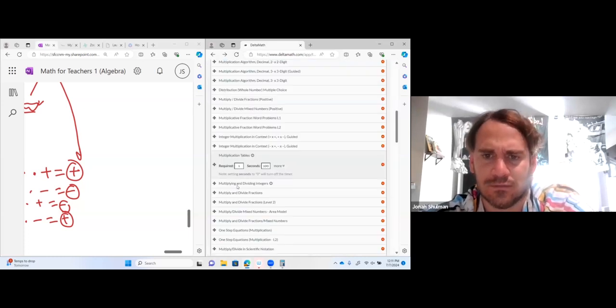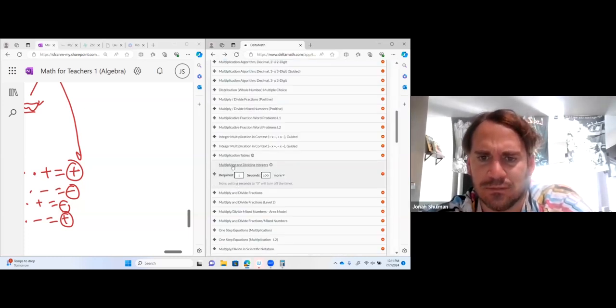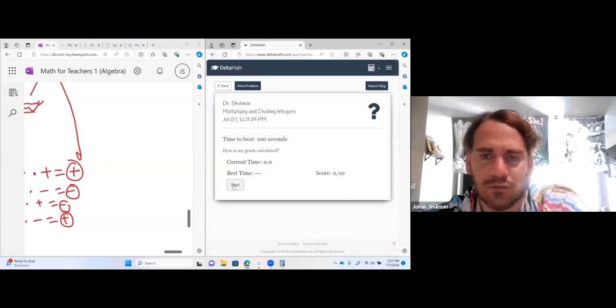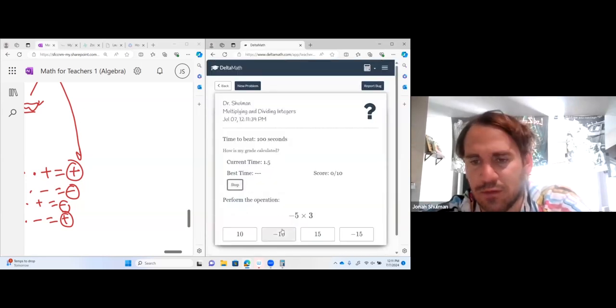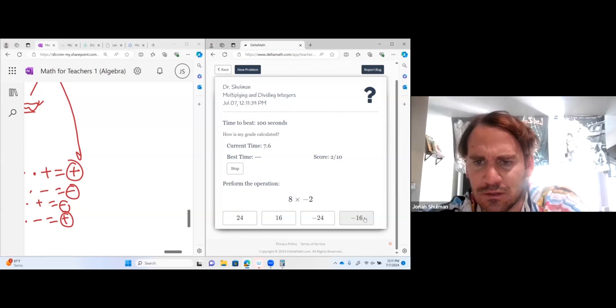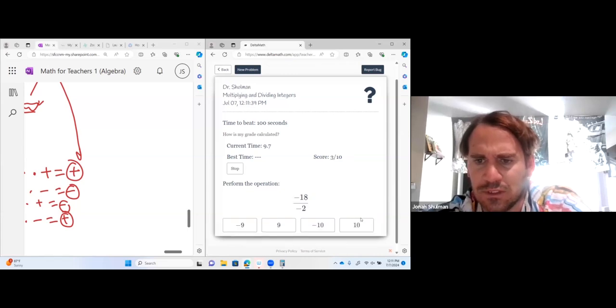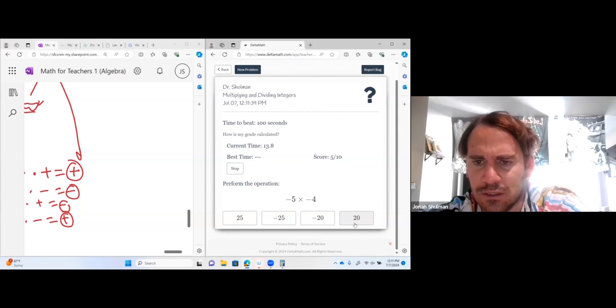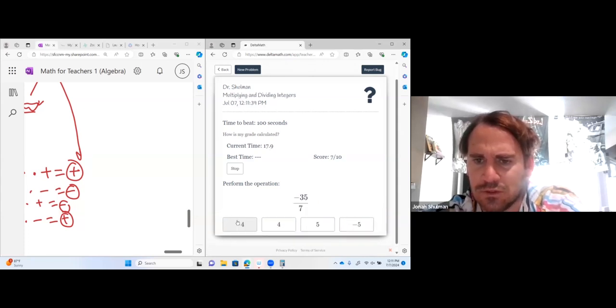All right. So multiplying and dividing integers. Let's see what we got. Oh, so here's another one. So now we have negative. So negative times positive is negative. This is going to be a -9. -16. Two negatives make a positive. -9. Positive 20. -32. -5.